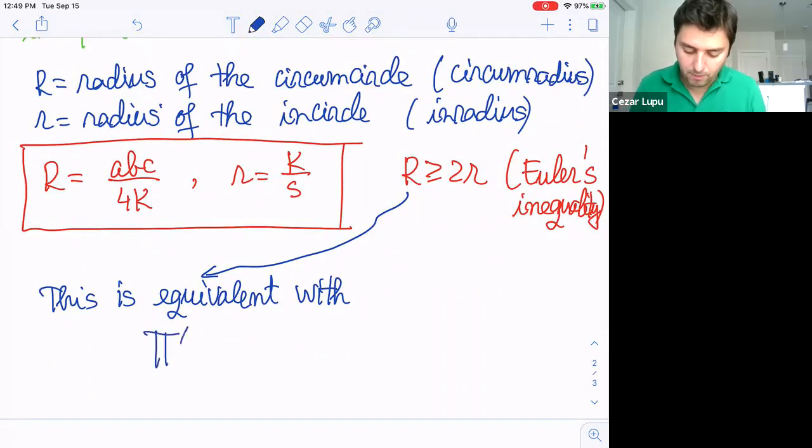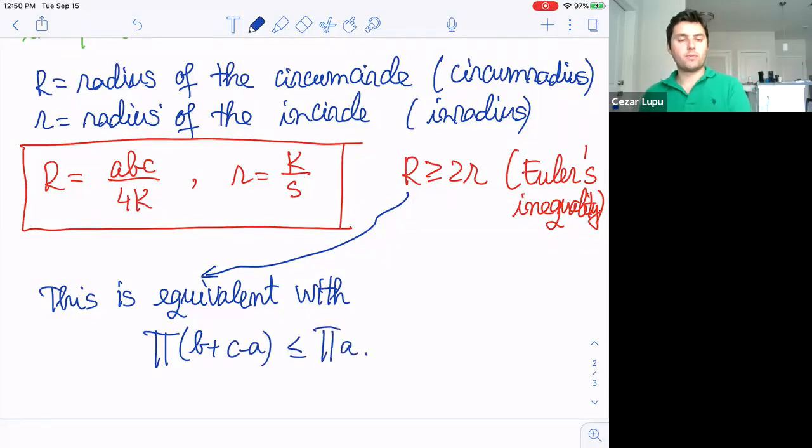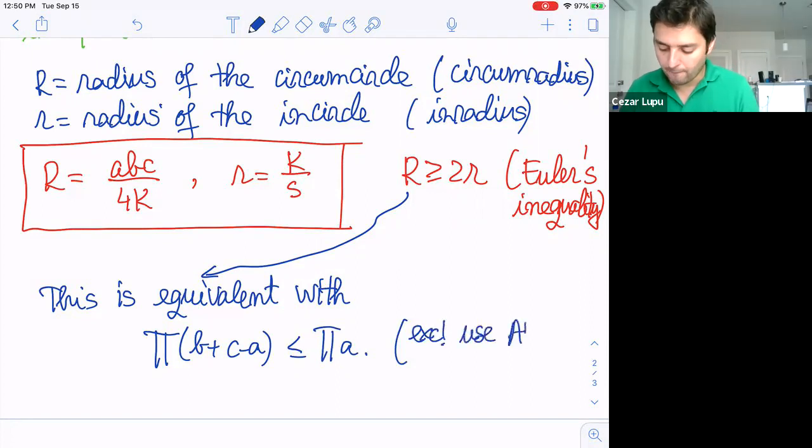The product of B plus C minus A is less or equal than the product of A. When I talk about the product, I mean B plus C minus A times C plus A minus B times A plus B minus C is less or equal than ABC. That's what I mean. I'll leave it to you as an exercise. Use AM-GM to solve this.